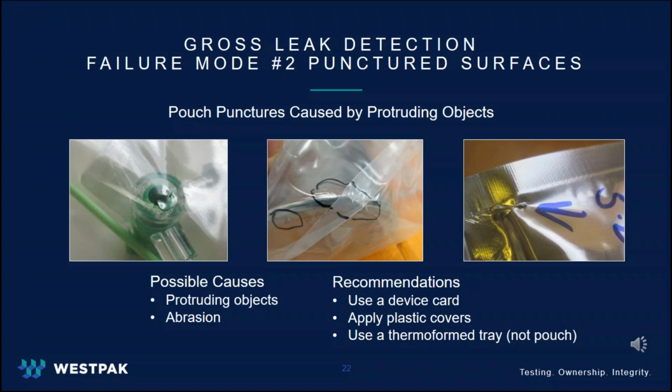The next common failure mode is punctured surfaces. Pouch punctures are typically caused by protruding objects in the pouch. They happen throughout the distribution process by constant abrasion. Some recommendations to avoid punctured surfaces are to use a device card to contain the protruding objects, or apply plastic covers to sharp or irregular objects, or lastly use a thermoform tray which will better contain the device.